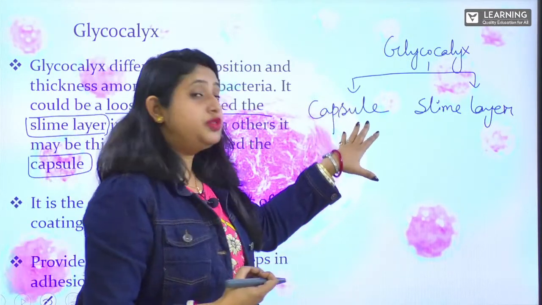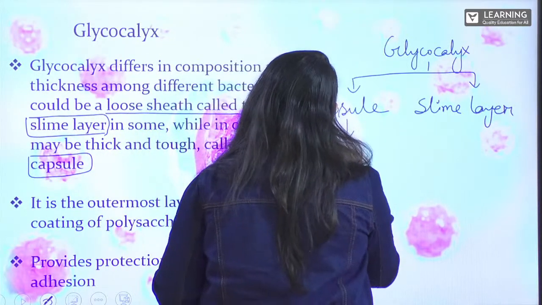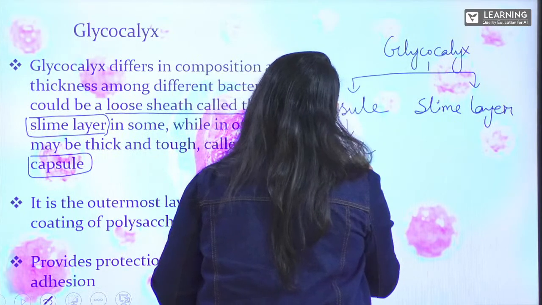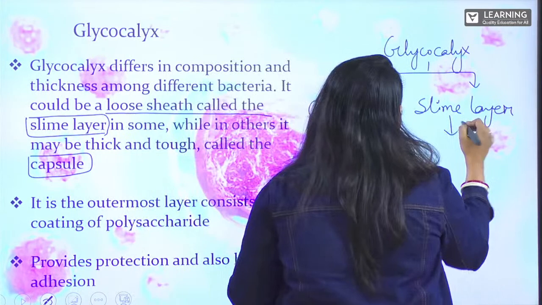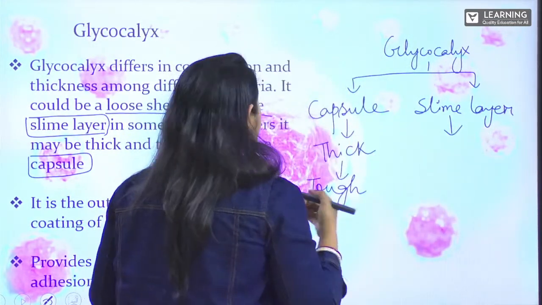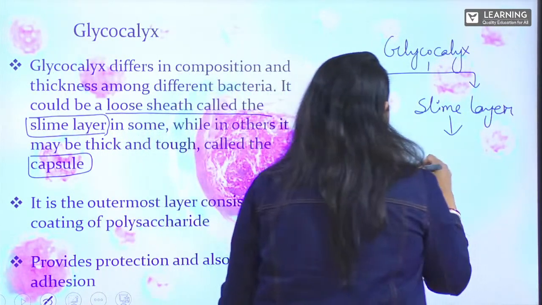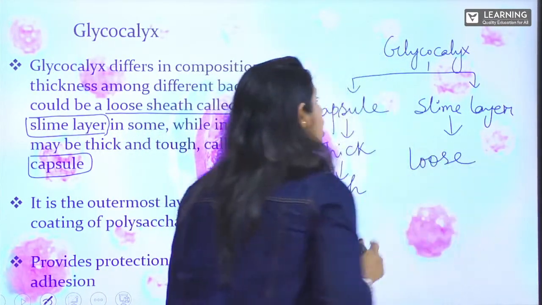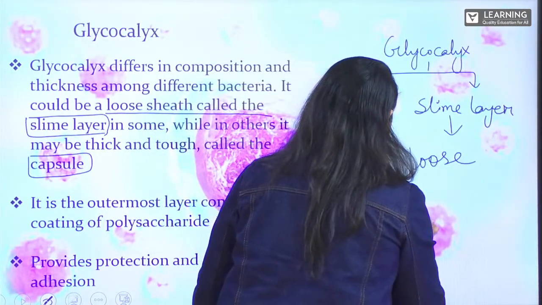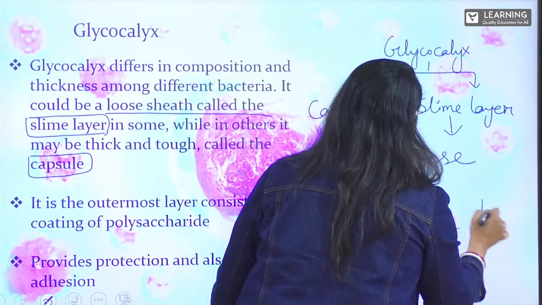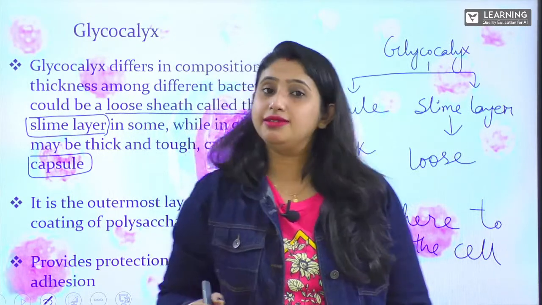So this capsule has a tough layer. It is thick and it is tough, right? And this slime layer does not have much thickness. It is not much tough, it is loose, but it also helps the bacteria in adherence, to adhere to the cell. So this is the function of the capsule and the slime layer.